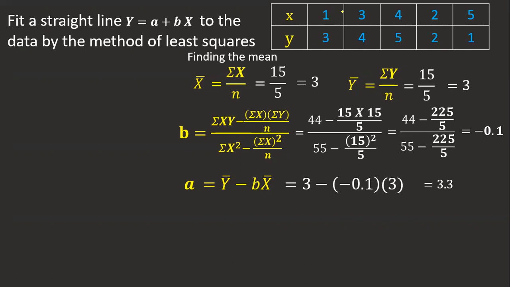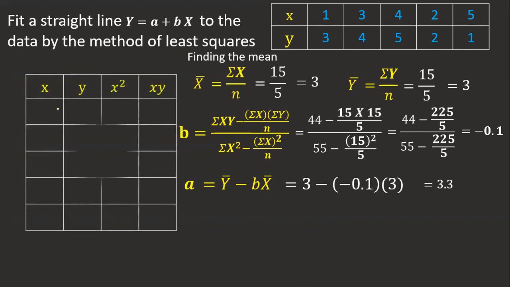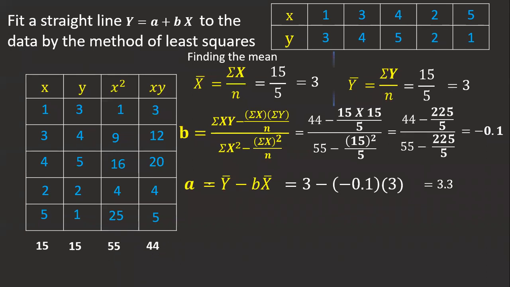Very, very simple. Just I'm going to show the tabular column here. Now, what is the tabular column here? It is 1, 3. Then I'm going to square it. Okay, now what is x square? 1 square is 1, 3 square is 9, 4 square is 16, 2 square is 4, 5 square is 25. Similarly, x, y, I'm going to find it out just like a previous one. Here, I'm finding the total here. Then I'm going to substitute in the formula to find out what is the value of A and B.